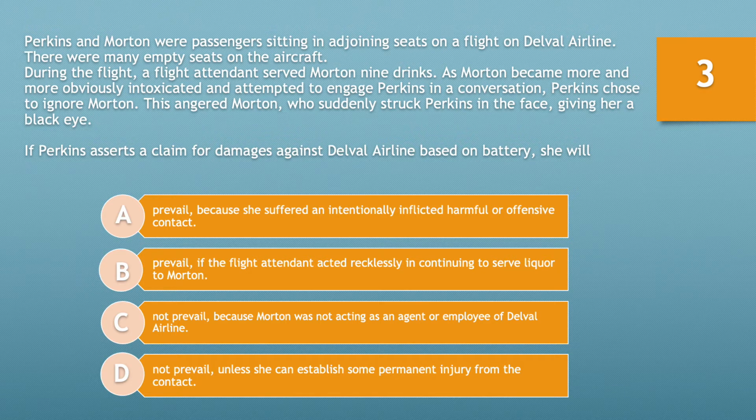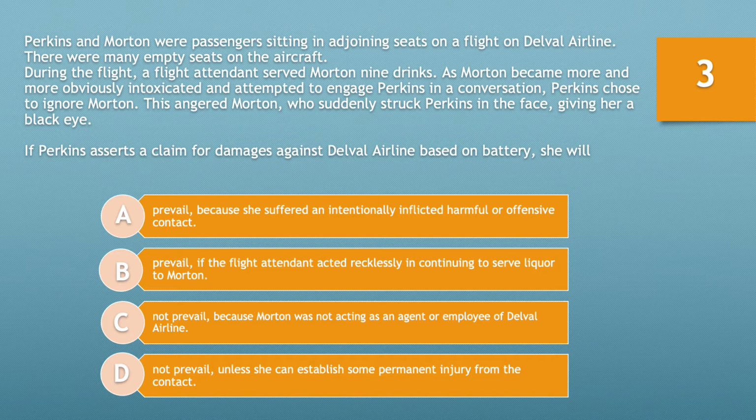Question number 3. Perkins and Morton were passengers sitting in adjoining seats on a flight on Del Val Airline. There were many empty seats on the aircraft. During the flight, a flight attendant served Morton 9 drinks. As Morton became more and more obviously intoxicated and attempted to engage Perkins in conversation, Perkins chose to ignore Morton. This angered Morton, who suddenly struck Perkins in the face, giving her a black eye.